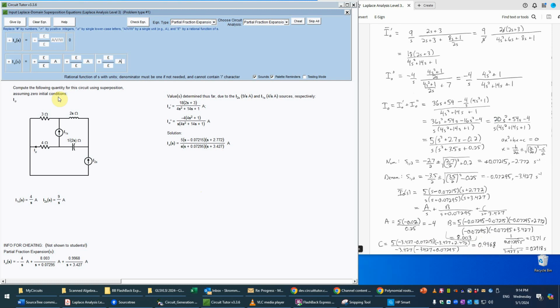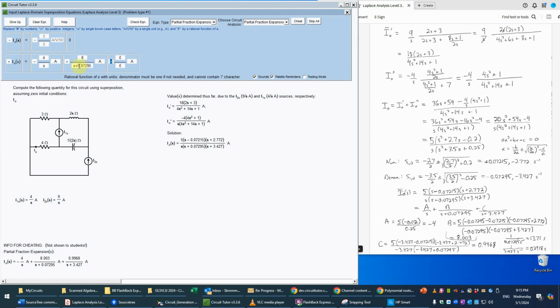So now we can go ahead and enter those values. So the a is negative 4, so I'll put a minus sign there and a 4, and then that's going to be the a over s term. And then the b term, let's see, that was the 8, and I'll just put 8, that's good enough. And then s plus 0.07295.